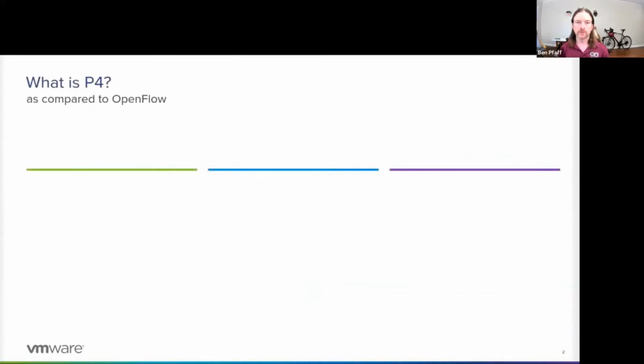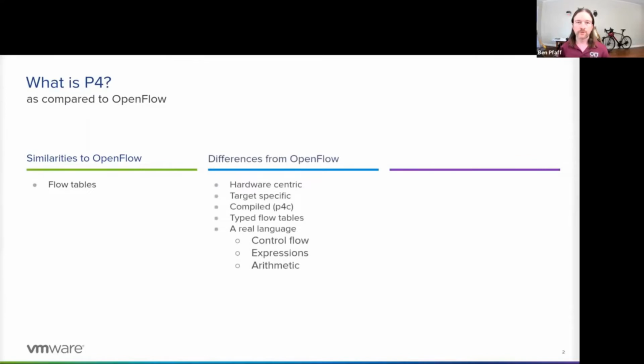P4 is a programming language for switches. That means it has some things in common with OpenFlow, and the big one is flow tables, since P4 and OpenFlow both use flow tables pretty heavily. But there are tons of differences too. P4 is much more hardware-centric because it's designed so that you can access specific features of particular hardware.